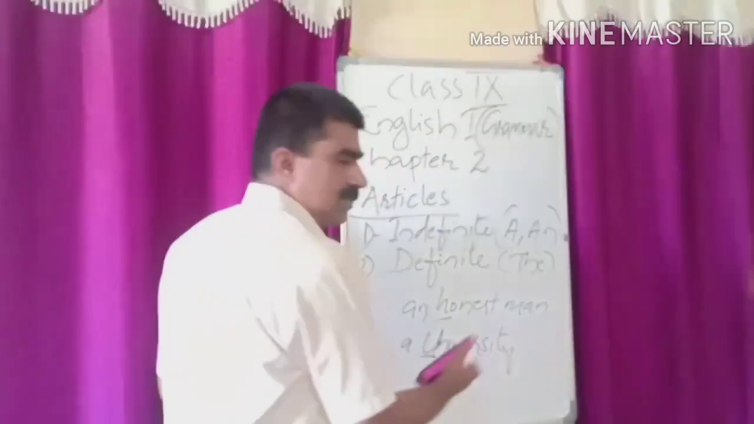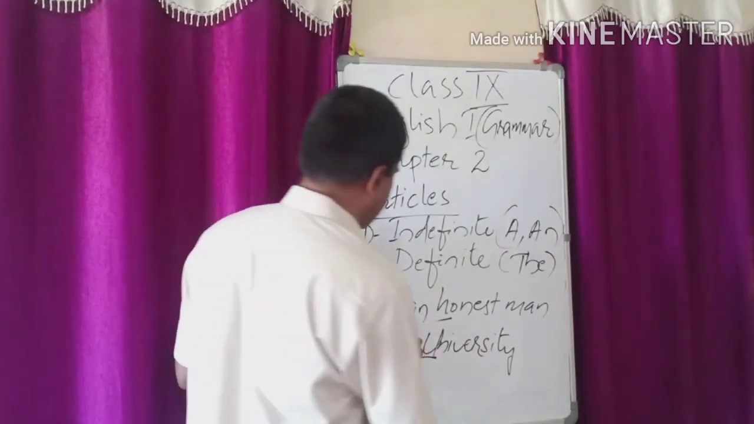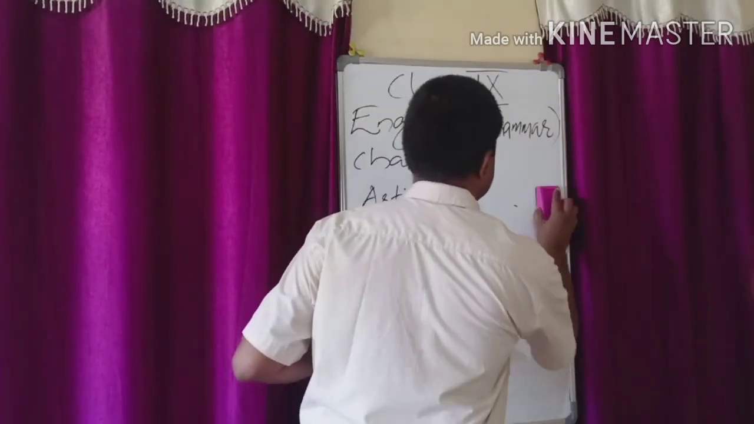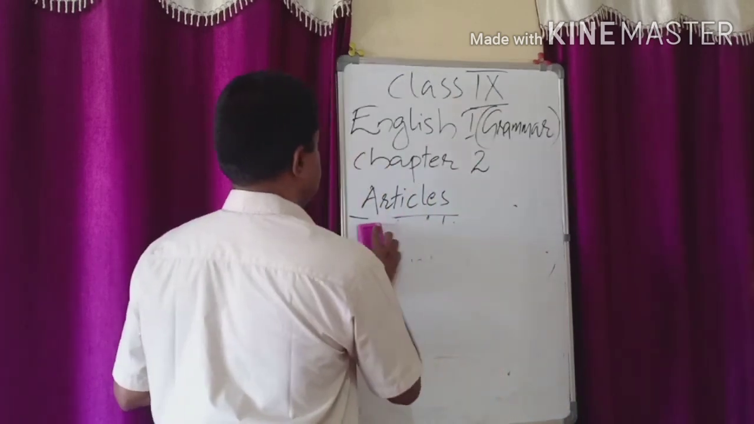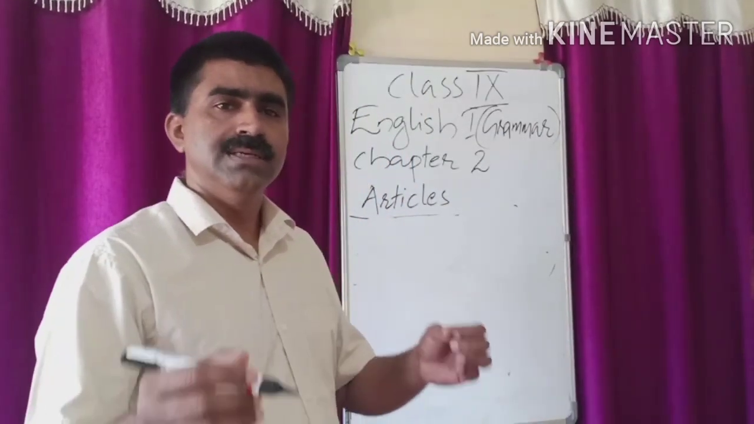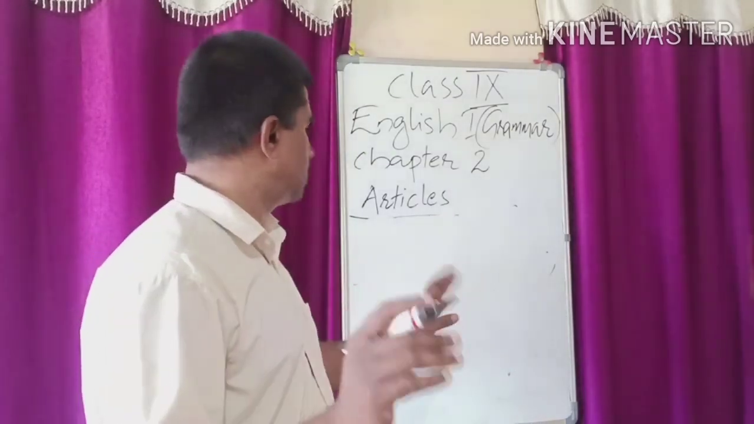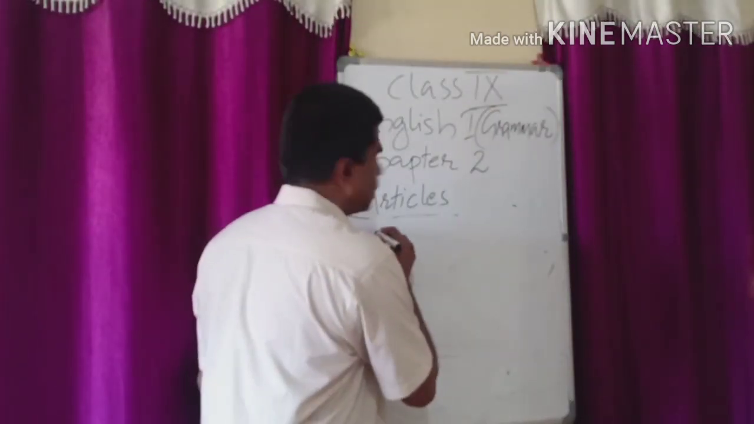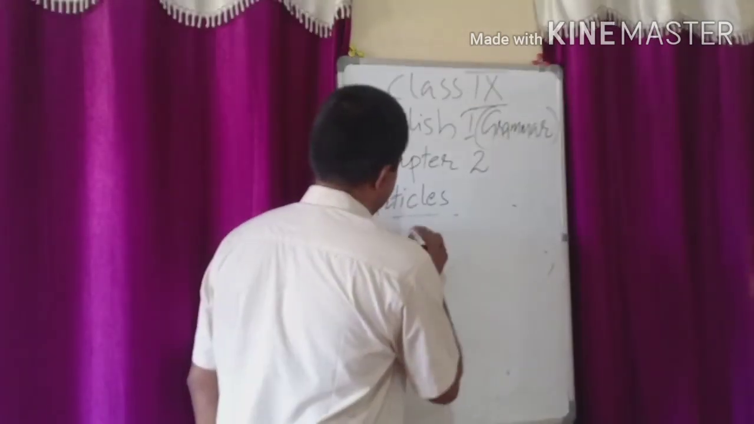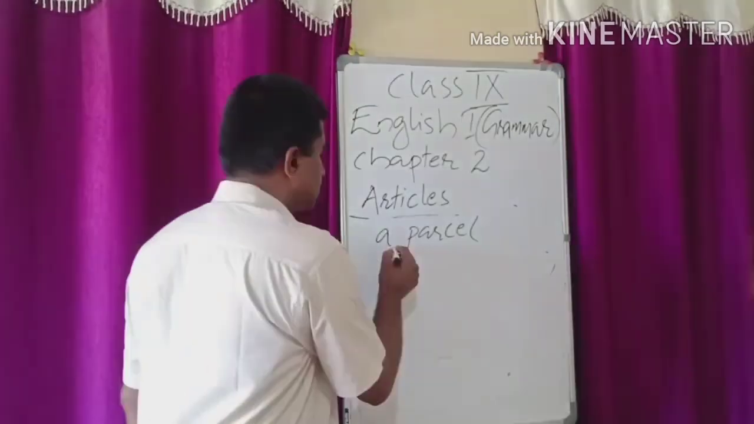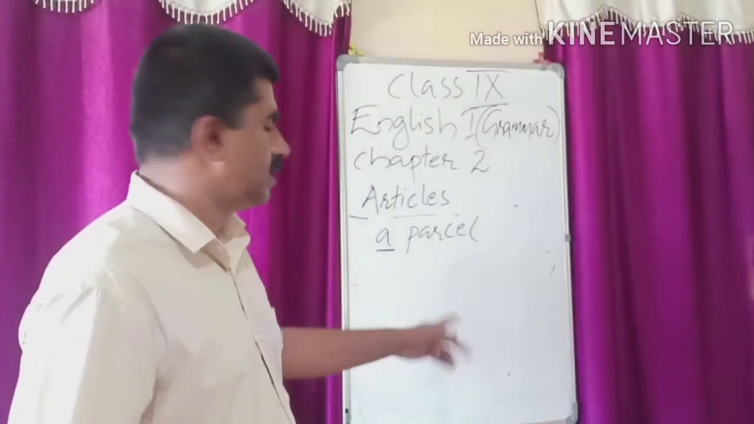So now some of the functions of indefinite articles. It is used before a single countable noun. For example, there is a parcel for you. A parcel is a single countable noun, so we use the indefinite article.